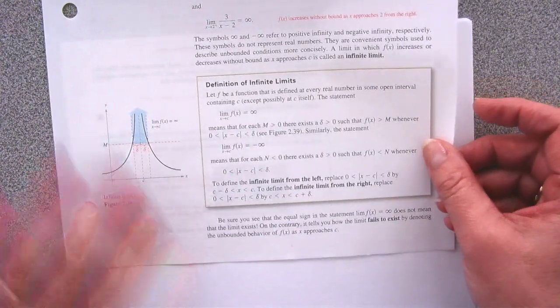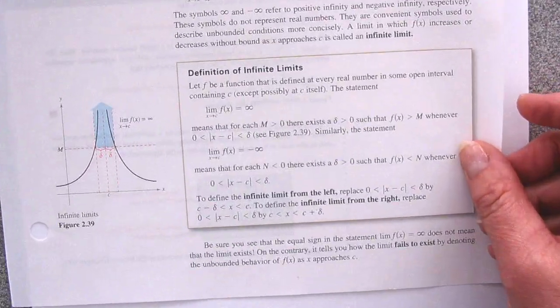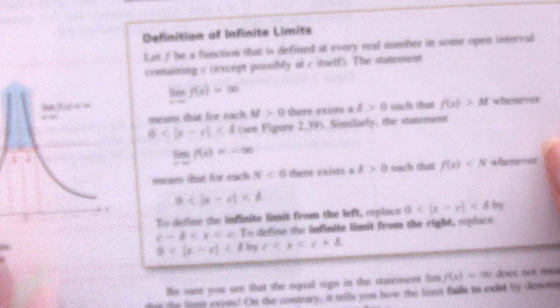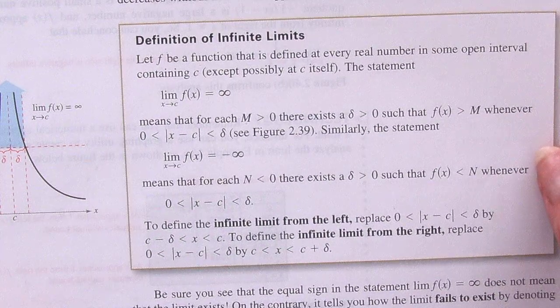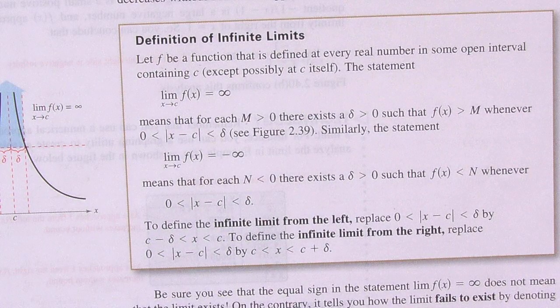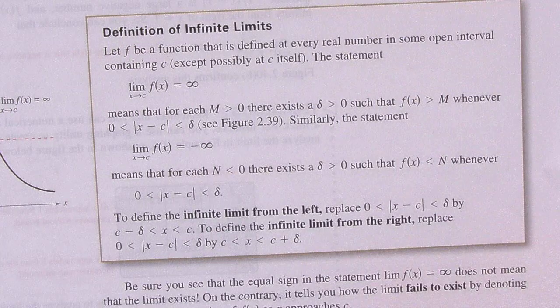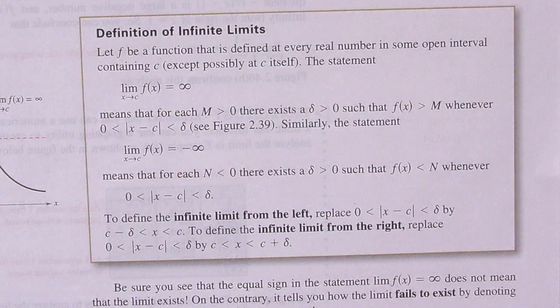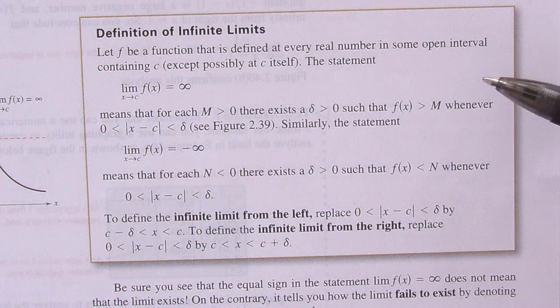Definitions of infinite limits. I'm just going to put it up here instead of writing it out. Okay, so the definition of infinite limits uses that delta epsilon definition of limit. Let f be a function that is defined at every real number in some open interval containing c, except possibly at c itself.